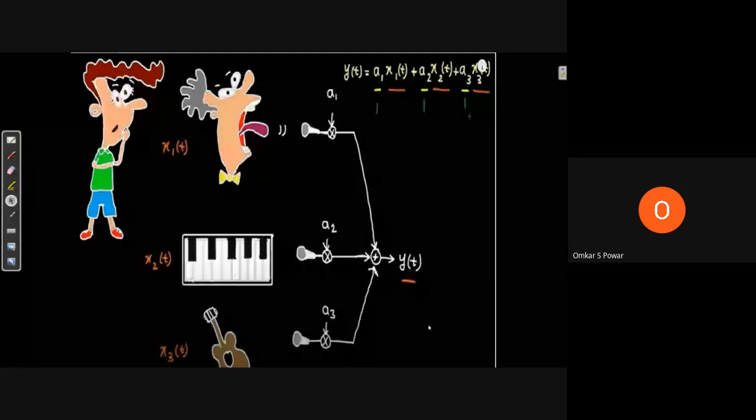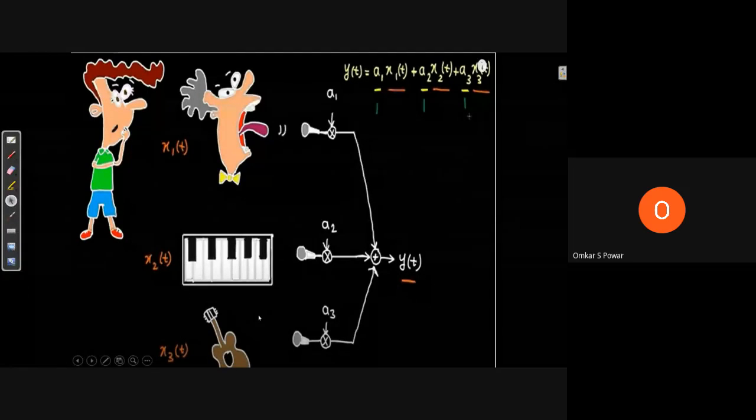Consider Imran Hashmi singing, and let the signal be x of t, whatever sound wave he produces. With background music, any of your classmates, Akash, is playing the piano, and the guitar is played by Ananya. So we have x1 of t, who is singing, x2 of t, the piano sound, and x3 of t, our guitar sound.